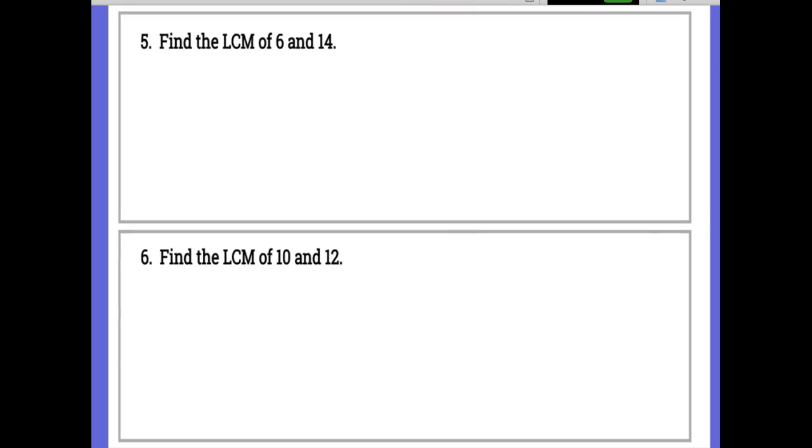Now, here we go. 5 and 6. You're going to have 4 minutes. You're going to set up your structure for both. You're going to pull out your prime factors until you can't pull out anymore. You're going to circle numbers on the left side, circle the base numbers, and multiply them all together.